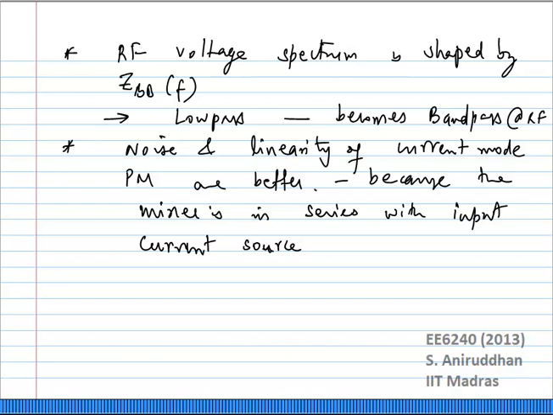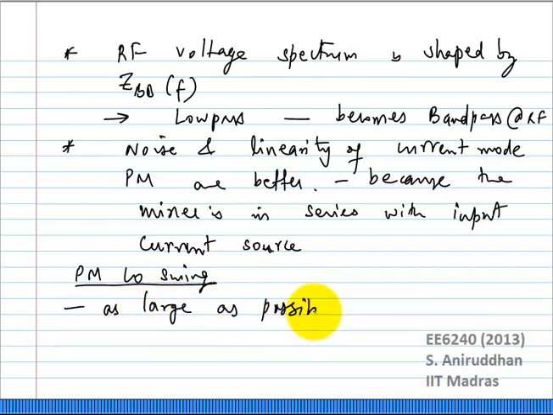Okay, so let us look at some other characteristics of the passive mixer. What kind of LO swing do you need in both cases? You would like it to be as large as possible so that you have a very low switch resistance, right? Okay, so let us say 0 to power supply and back. Is this a problem? Usually not a big deal, right?